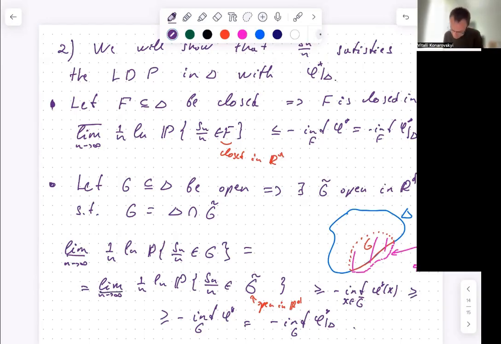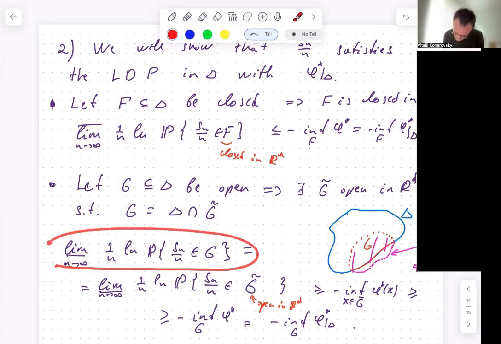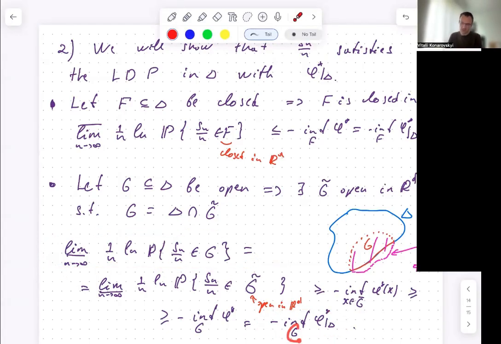I'm sorry, again, I forgot to write lim inf. Then you get that this limit can be estimated from below by minus infimum over G. That exactly means that the large deviation principle is satisfied. And here I just want to say that it was a particular case, when you have a particular family of random variables, a particular space, and so on. But this principle or this idea follows in any case.